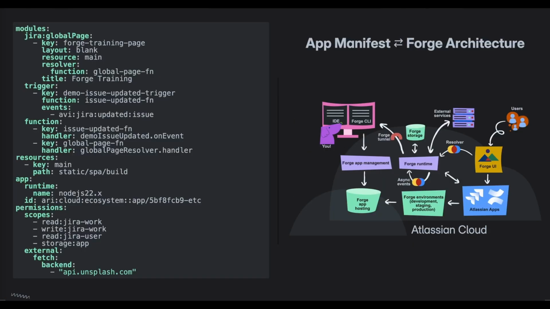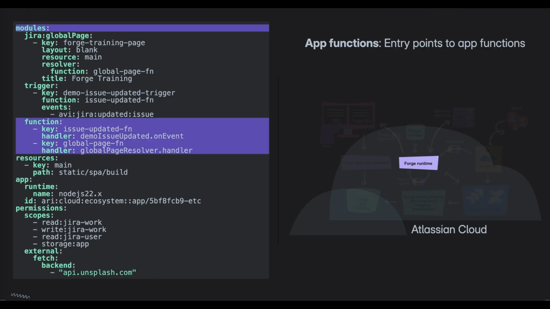Let's walk through the manifest of the Forge app that is being used for this presentation. I'll relate each section of the manifest to the conceptual architecture of Forge that I presented in the previous video. At its heart, Forge is a functions-as-a-service platform, and this is how the app declares its functions that Forge can invoke.